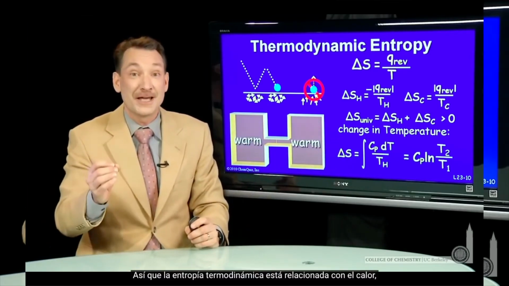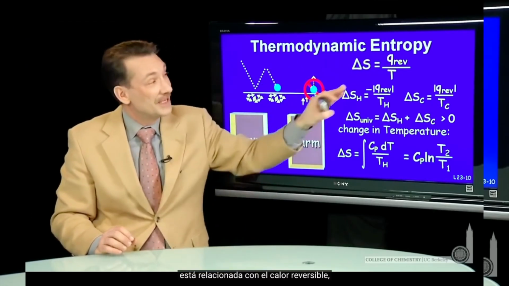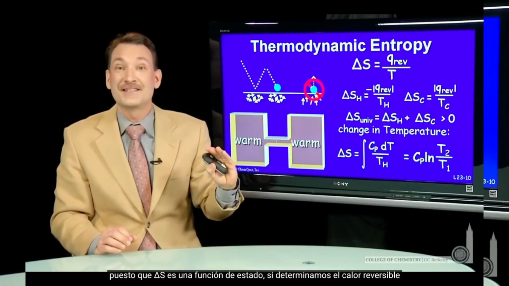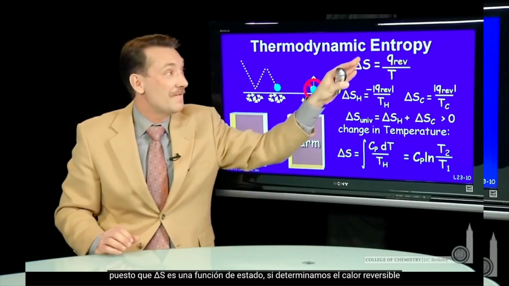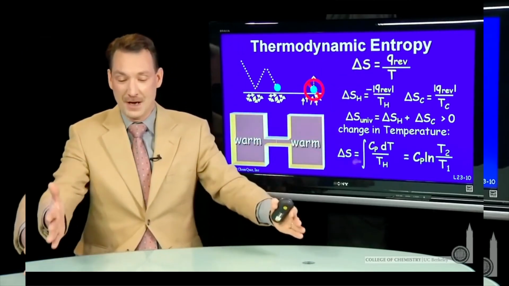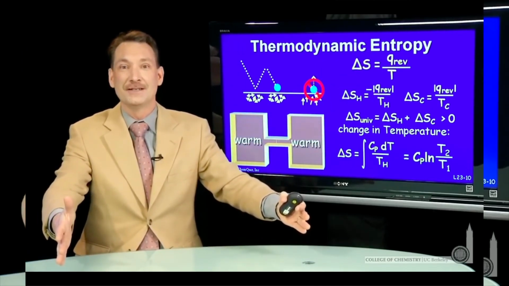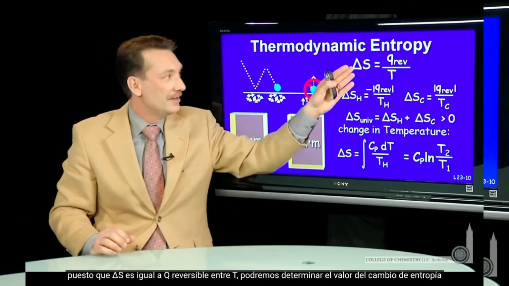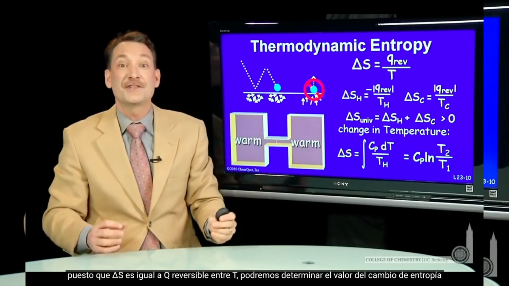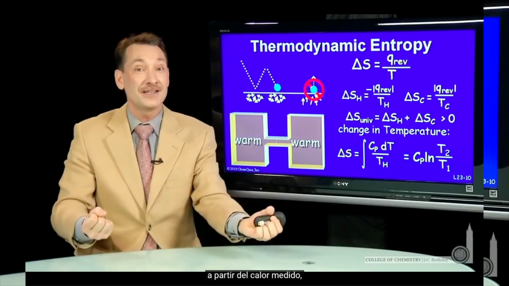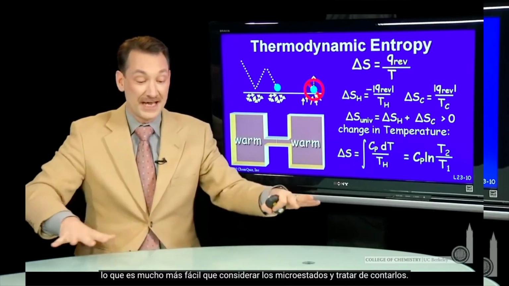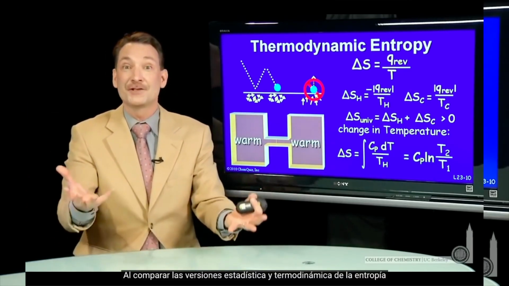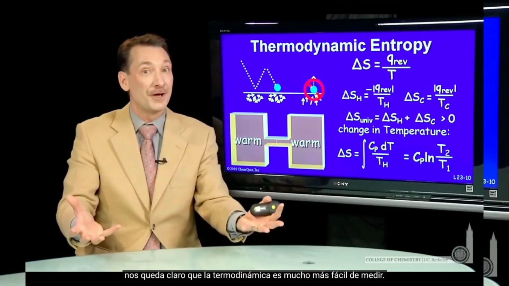So thermodynamic entropy is related to heat. It's related to the reversible heat, but in many cases, delta S is a state function. So we can imagine a path that has reversible heat, measure that heat, and use that in our entropy equation. Delta S equals Q reversible over T gives us a way to measure heat and calculate entropy. This is much easier than taking microstates and trying to count them. Of the statistical and thermodynamic versions of entropy, the thermodynamic one is much easier to measure.